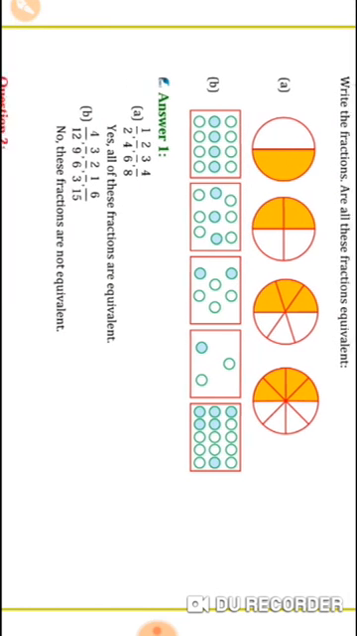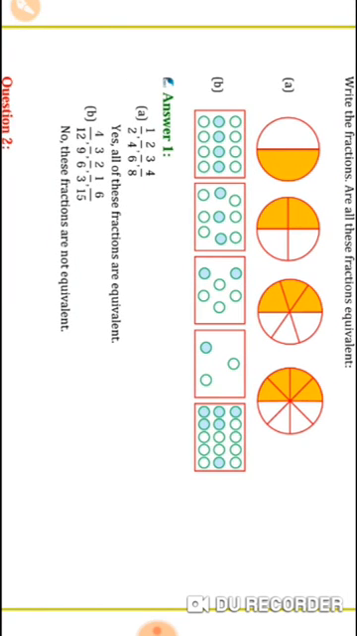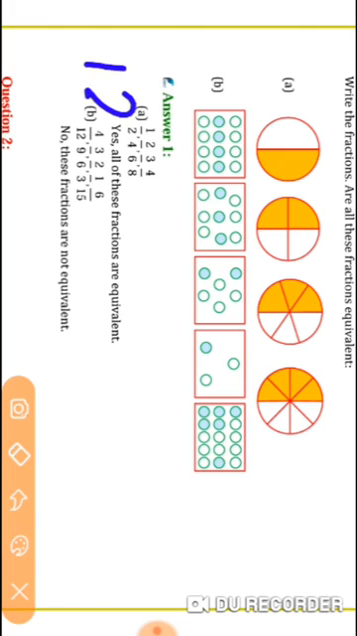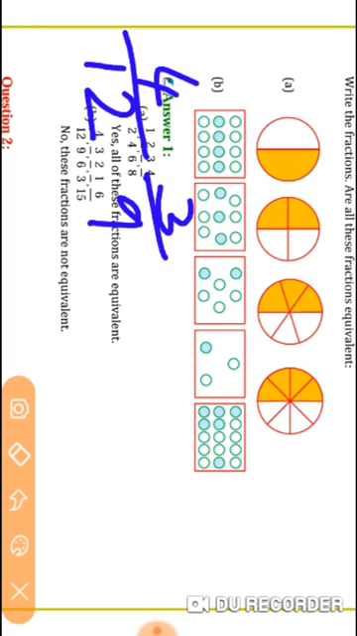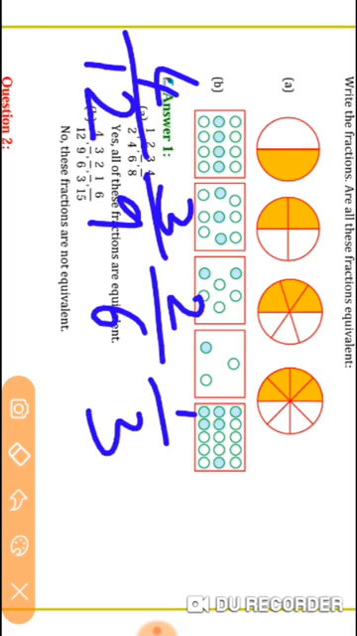Then go for the next diagram, B. Same. First write the fractions. Here how many parts are there? 1, 2, 3, 4, 5, 6, 7, 8, 9, 10, 11, 12. So all 12 parts are there here, and 4 are colored. Here 9 parts are there, 3 parts they colored. Here 6 parts are there, 2 parts they colored. Here 3 parts are there, 1 part is colored.